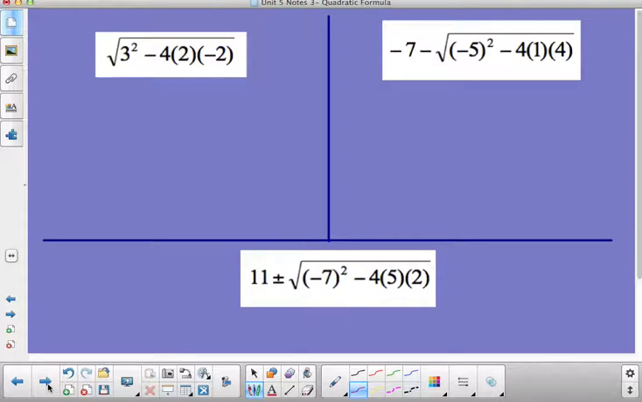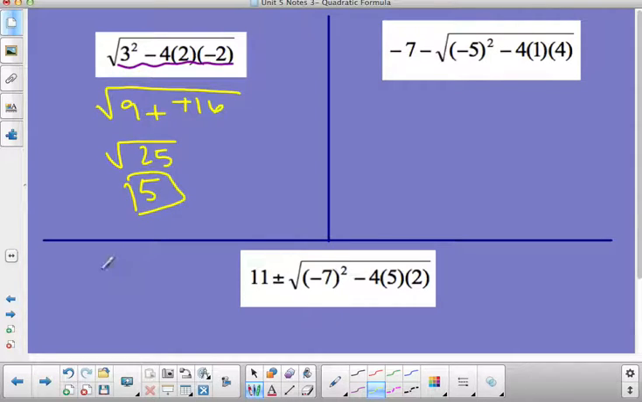In the next row down, 3 squared minus 4 times 2 times negative 2. Again, simplify underneath that radical first. So underneath the radical, I have the square root of 9, and then minus 4 times 2 times negative 2, which is going to give me negative 16, but that minus and negative is really adding. So 9 plus 16 is 25, and I end up with the square root of 25, which is 5.